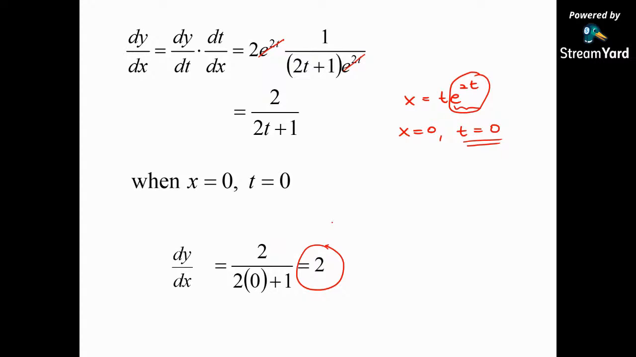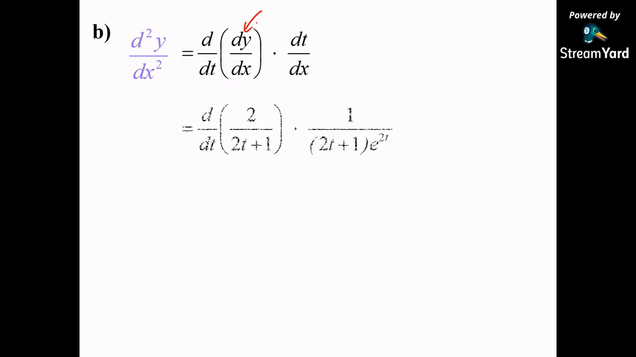So this is actually equal to 2. So now let us calculate the second derivative and let us substitute with t equal to 0. So for the second derivative, it's supposed to be d over dt of dy over dx, times with dt over dx. So we're going to differentiate what we have before this, our dy over dx. So we're going to differentiate 2 over (2t plus 1), and then we're going to times with 1 over (2t plus 1) e to the power of 2t.